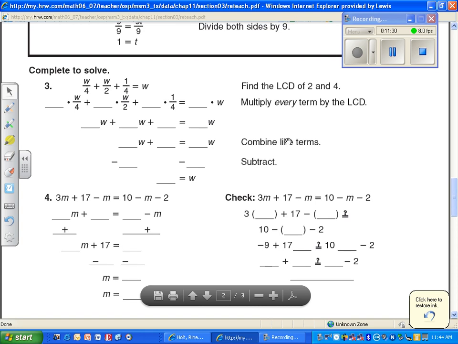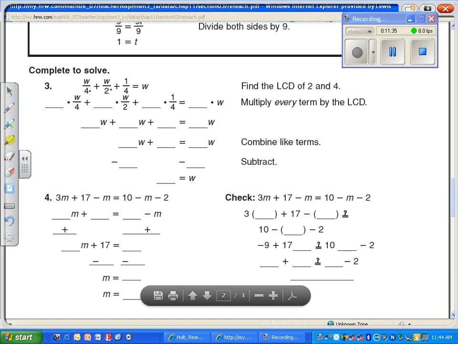Let's see. Number 3. Let's look at our fractions. We got 4, 2, and 4. So let's figure out what the LCD is. That LCD is going to be 4. So we're going to multiply every term by 4, even on both sides of the equal sign. So if I need to put over 1, that's fine. Do some cross reducing, cross canceling.